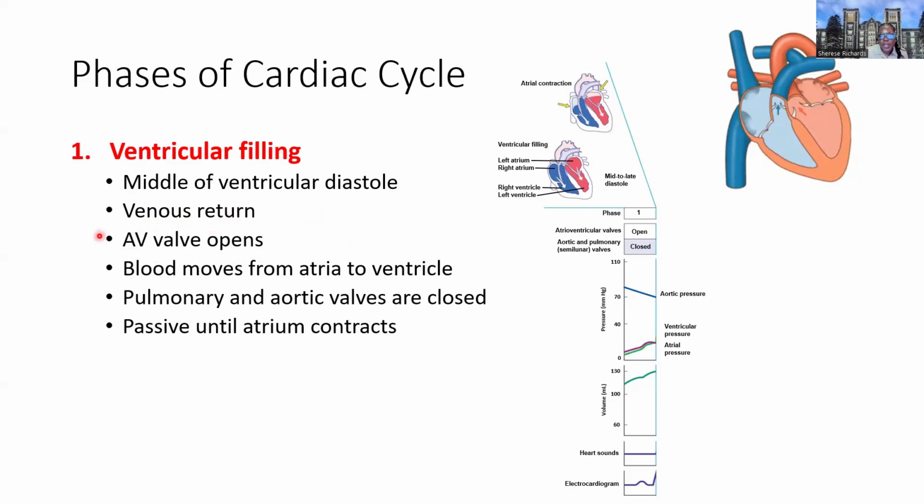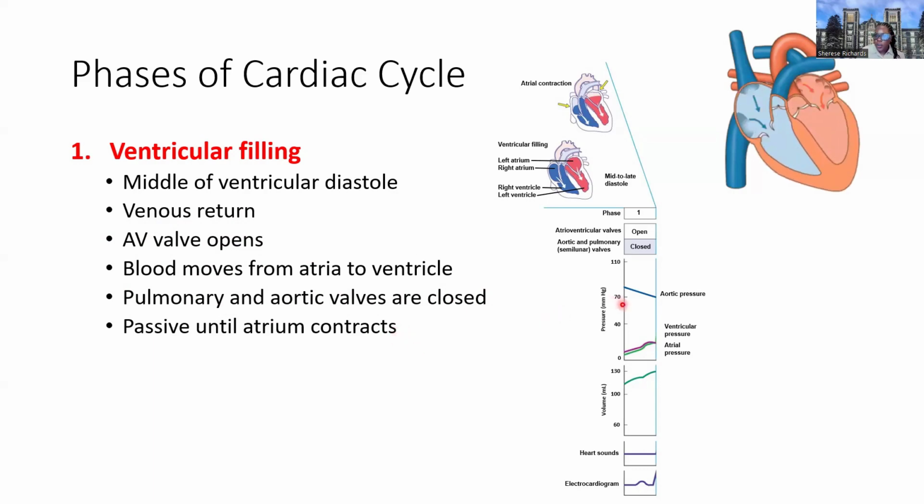The AV valves are going to be open here, which makes sense because the ventricles are filling, which means they're also in a relaxed state as opposed to being contracted. We're also going to see the pulmonary and aortic, or the semilunar valves, being closed, which again makes sense because the ventricle is relaxing, it's not ejecting. It doesn't make sense that the semilunar valves would be open, so they're closed to keep that blood filling into the ventricle. This is pretty much a passive process until the very end when the atrium begins to contract.